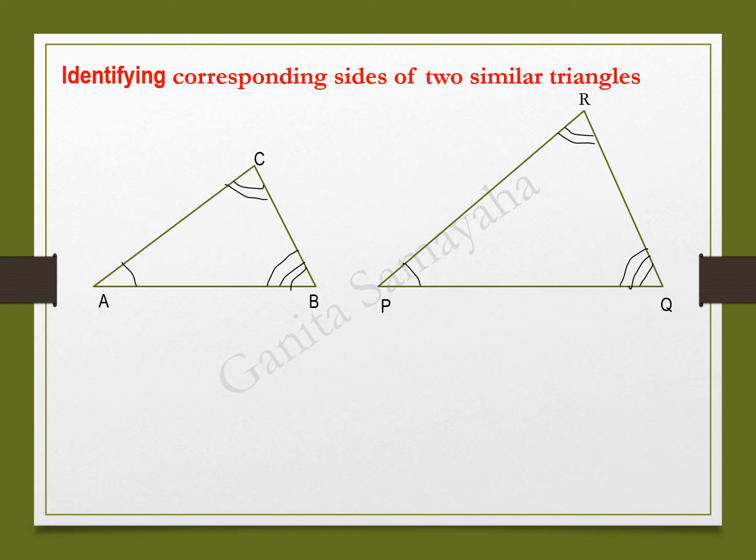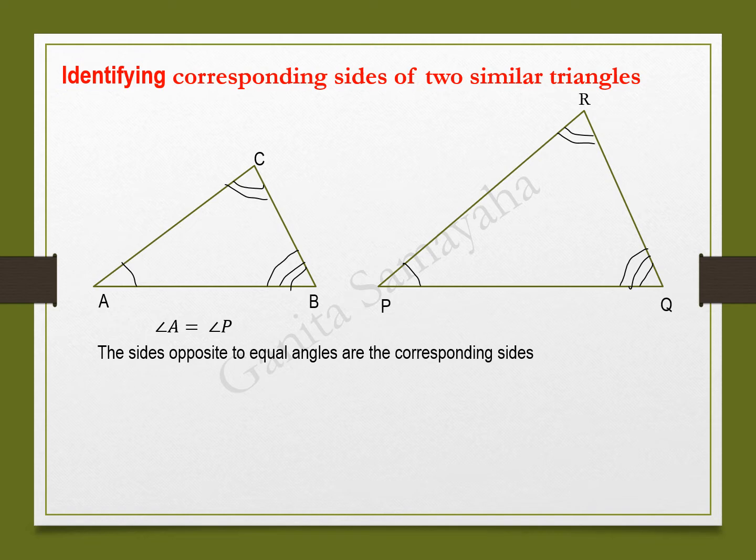Okay, children, now we have to identify the corresponding sides. So first we identify the equal angle. Angle A is equal to angle P. And then we look for the side opposite to these two equal angles, children. Those two sides are the corresponding sides. Okay, children, the sides opposite to equal angles are the corresponding sides.